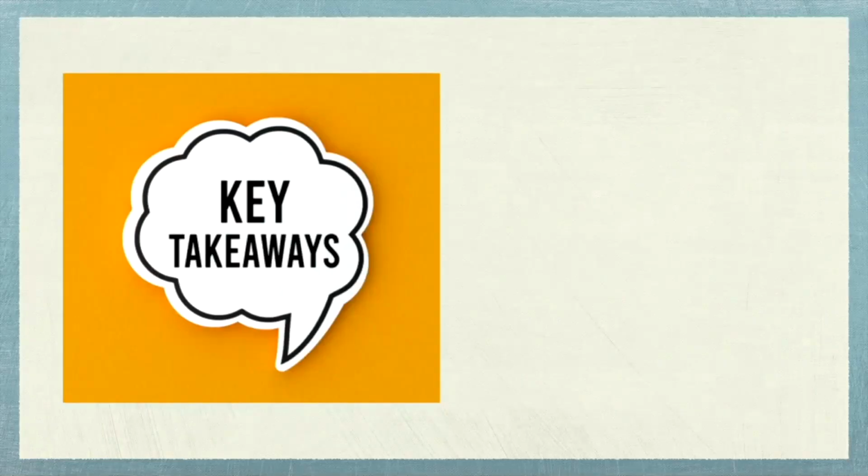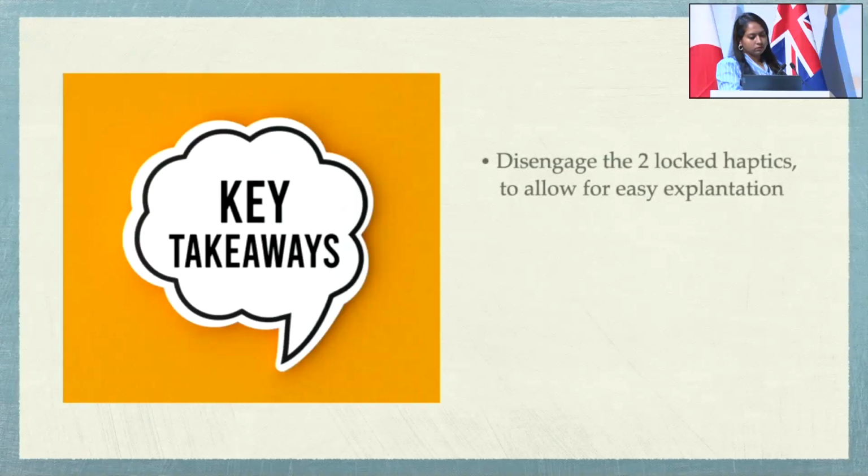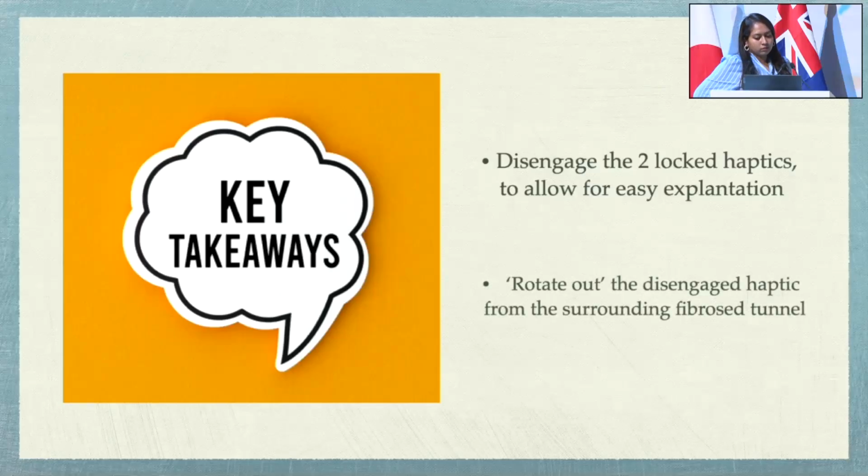The key takeaways from this technique of delayed in-the-bag IOL explantation are disengaging the two locked haptics to allow for easy explantation of the IOL and to rotate out the disengaged haptic from the surrounding fibrosed tunnel to maintain the capsular bag and the zonular stability.